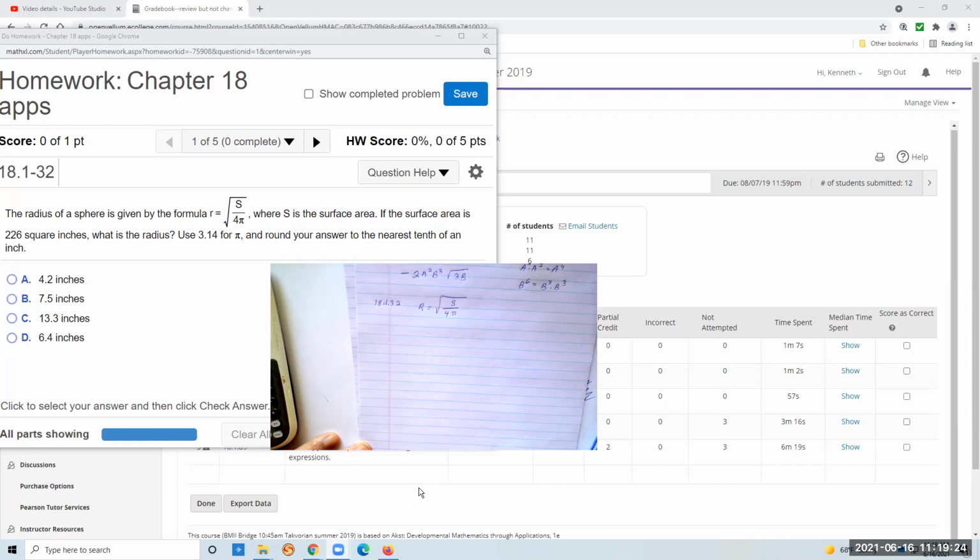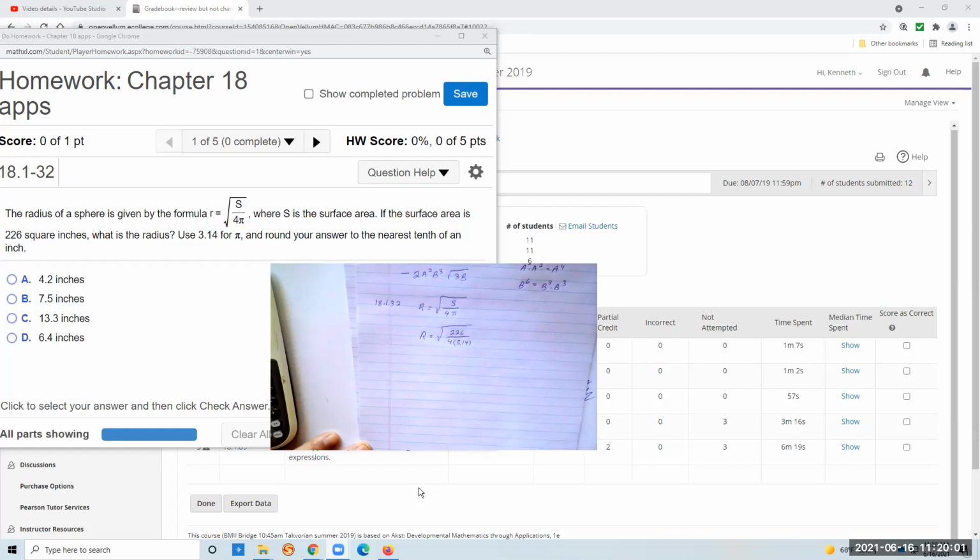Let's read the problem. The radius of a sphere is given by the formula r equals the square root of s over 4 pi, where s is the surface area. If the surface area is 226 square inches, what is the radius? Use 3.14 for pi and then round your answer to the nearest tenth of an inch. Well, I'm going to plug into the formula. R is equal to the square root of s, which is 226, divided by 4 times the pi value, which is 3.14.